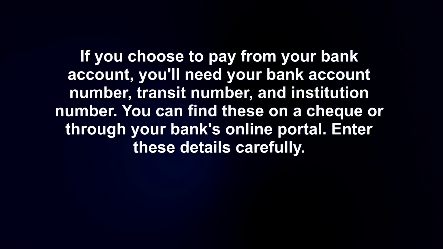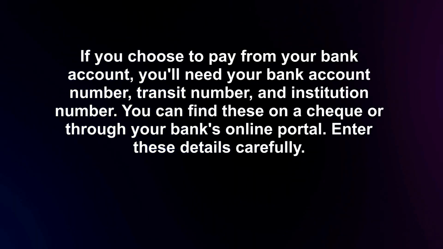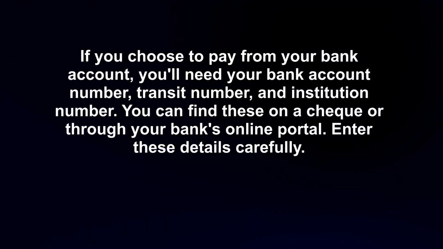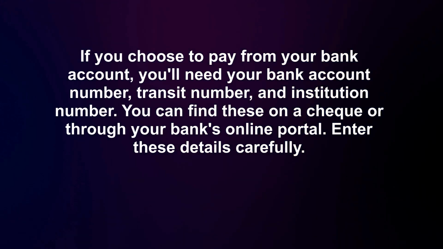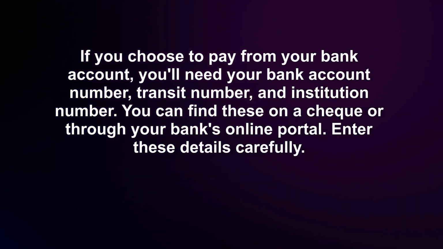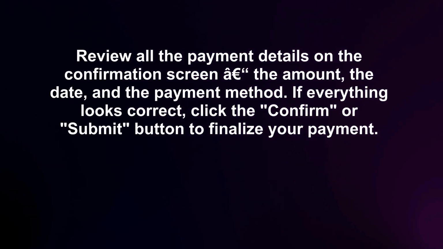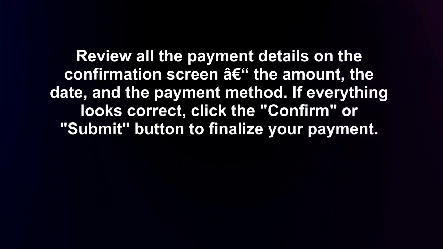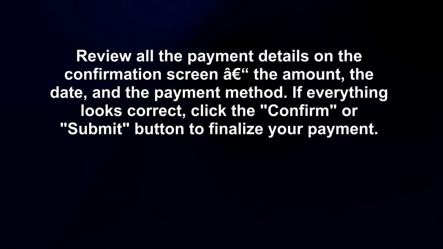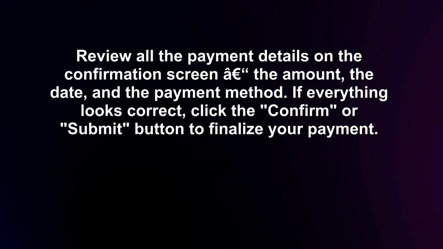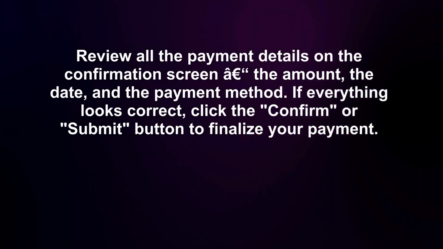If you choose to pay from your bank account, you'll need your bank account number, transit number, and institution number. You can find these on a check or through your bank's online portal. Enter these details carefully. Review all the payment details on the confirmation screen, including the amount owed, the date, and the payment method. If everything looks correct, click the Confirm or Submit button to finalize your payment.